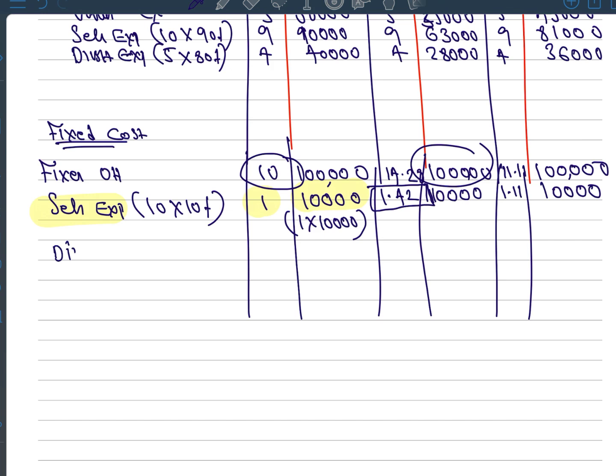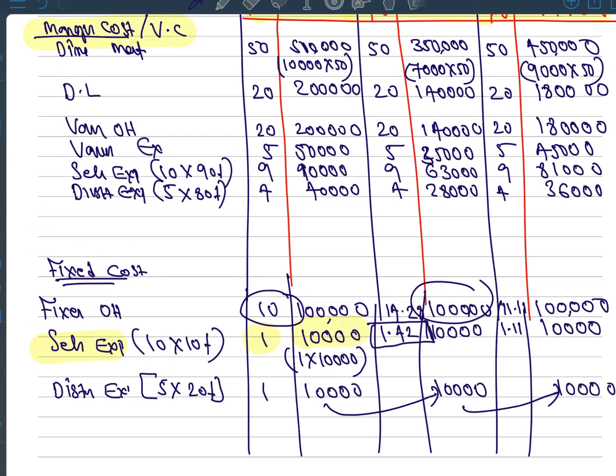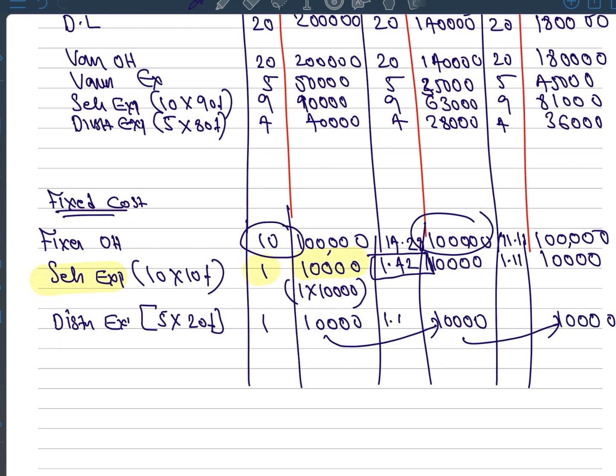Here, distribution expense. How much will be 5 into 20%? It will come 1. Am I correct? 1 into 10,000 is equal to 10,000. Then first fill the total, because it is fixed. We always focus on variable cost per unit in case of variable cost, and we always focus on total of fixed cost in case of fixed cost. 10,000, again 10,000, then 10,000 divided by 7,000, same as above. Okay.